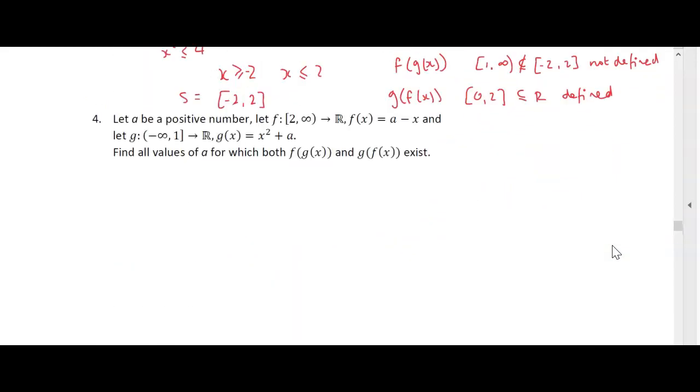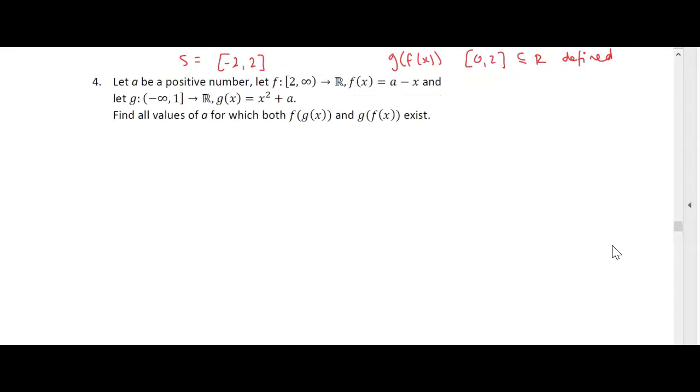All right, I'm just going to see how much more we've got. Okay, one more question. All right, question 4. Let a be a positive number. Let f, okay, so I'm going to write this down. f of x equals a minus x, and then g of x equals x squared plus a. Find all values of a for which both f of g of x and g of f of x exist.